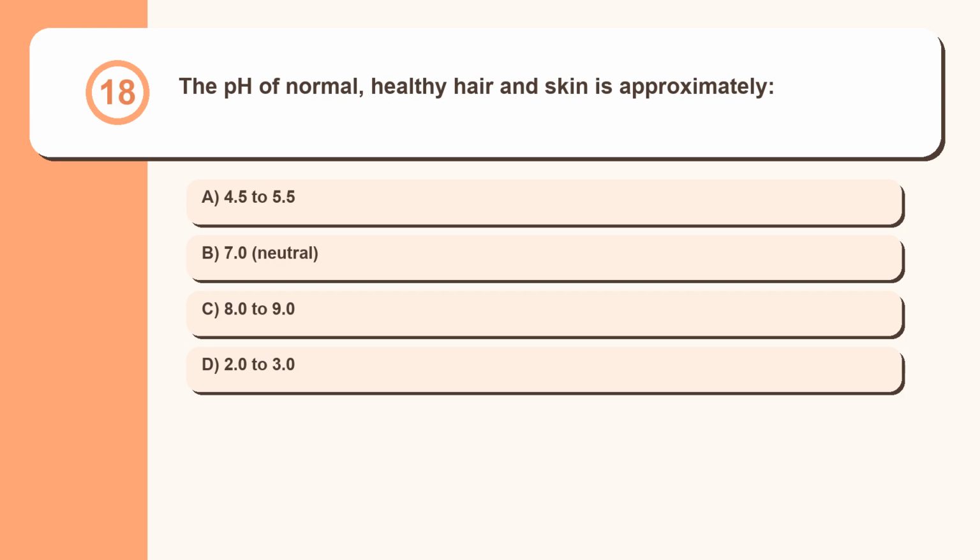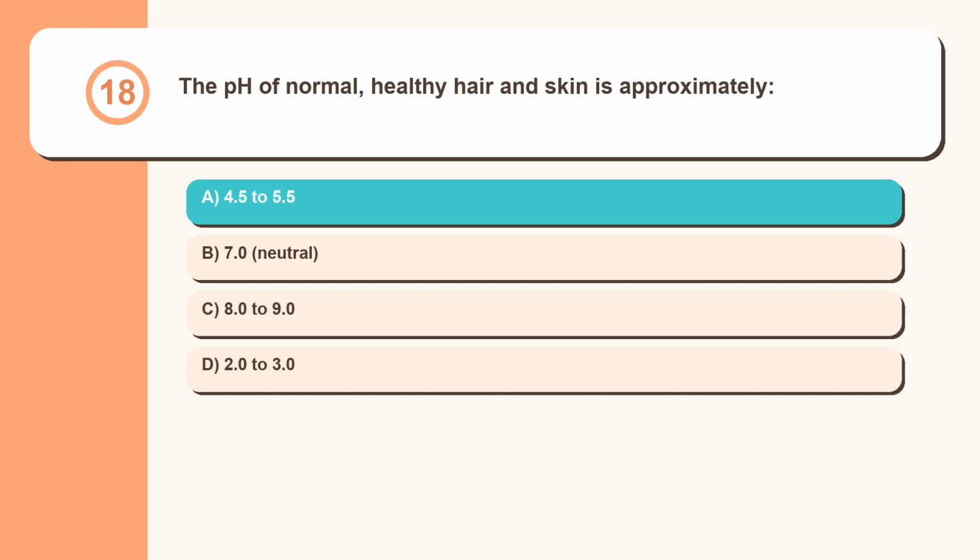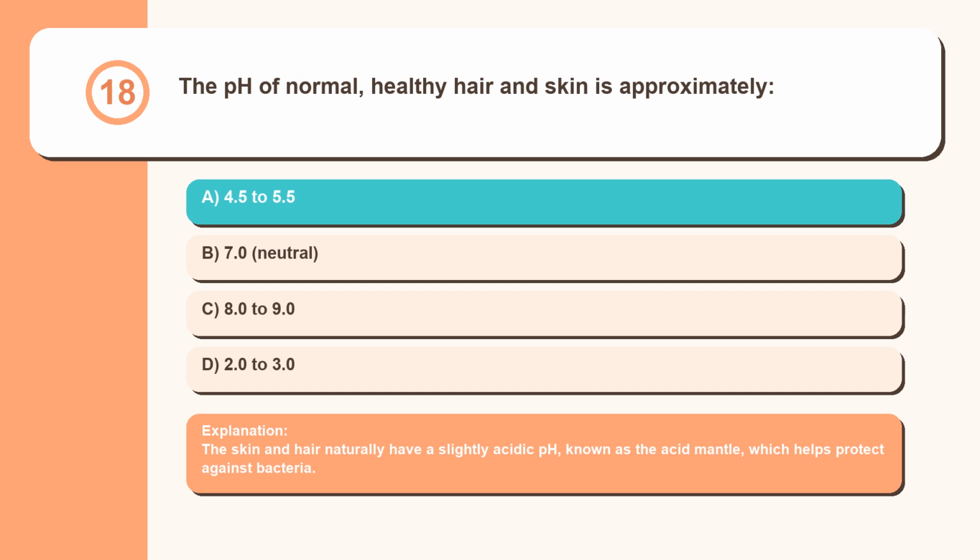Question 18. The pH of normal, healthy hair and skin is approximately 4.5 to 5.5, 7.0 neutral, 8.0 to 9.0, 2.0 to 3.0. The skin and hair naturally have a slightly acidic pH, known as the acid mantle, which helps protect against bacteria.